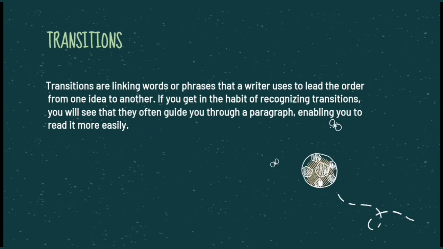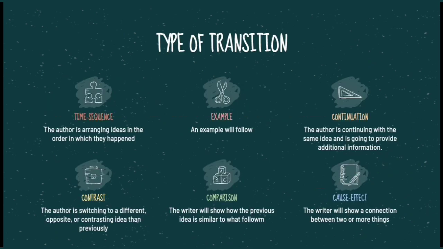Transition. Transitions are linking words or phrases that a writer uses to lead the reader from one idea to another. If you get in the habit of recognizing transitions, you will see that they often guide your thought in a paragraph and enable you to read it more easily. The transitions have six types.